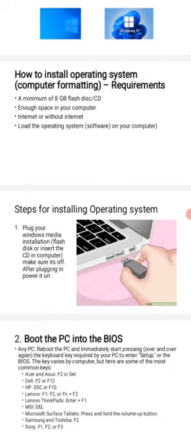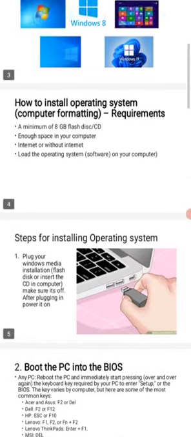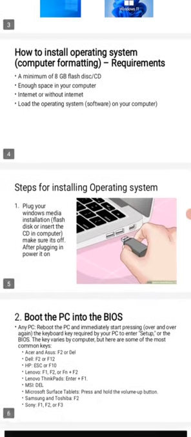So first of all, you need to install the Windows system on a flash or a CD. Here it's saying how to install an operating system. First of all, you need some requirements. One, you need a minimum of 8 GB flash or a CD. Nowadays, people are moving from CDs to flash and memory cards, because CDs now seem to be the old version of storing information or data.